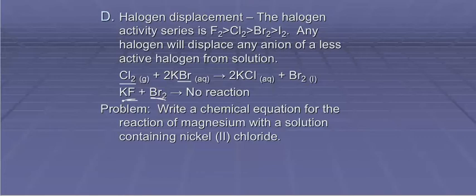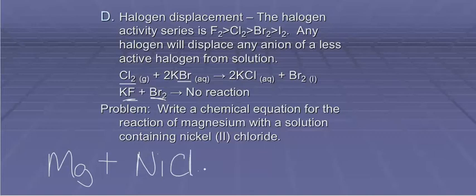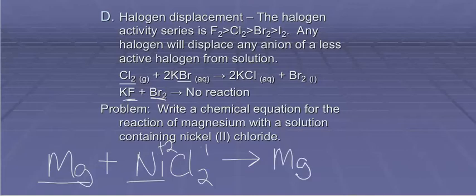Okay, in this problem, write a chemical equation for the reaction of magnesium with a solution containing nickel 2 chloride. Nickel 2 chloride would be NiCl2 because nickel would be a +2. You want to go back to the activity series and see if this reaction occurs. Find magnesium, find nickel. Magnesium is more active, so magnesium will switch. So you get MgCl2, because magnesium is a +2, plus nickel.